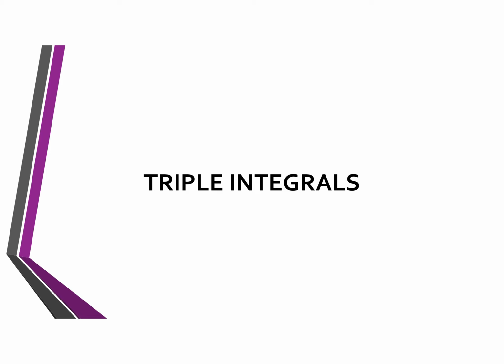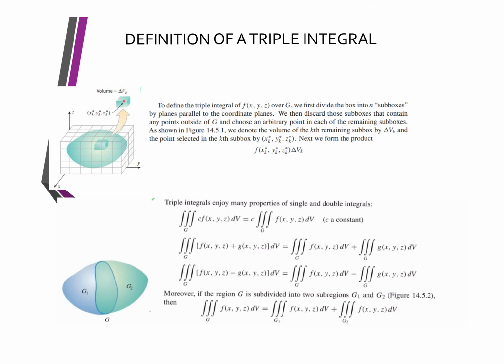Okay, now let's proceed to triple integrals. So here is the definition of triple integral. To define the triple integral of the function f(x, y, z) over G, we first divide the box into small sub-boxes by planes parallel to the coordinate planes. We discard sub-boxes that contain any points outside G, and choose an arbitrary point in each of the remaining sub-boxes.